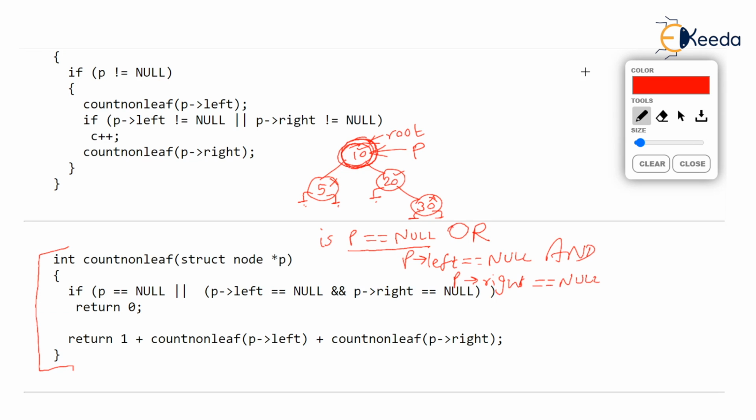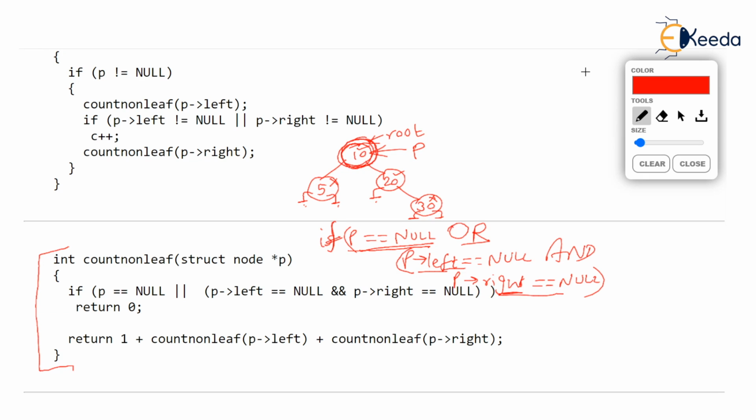Now, if this is true, that means if P is null, P is not pointing anywhere. It's not pointing to a node itself. Or if both pointers left and right are null, then you know that the node which we are talking about is a leaf node. Then we will simply return 0. We are not interested in that node because either the node is not valid or the node is a leaf. And listen, we are counting the number of non-leaf nodes. Then we are not interested and we would say return 0.